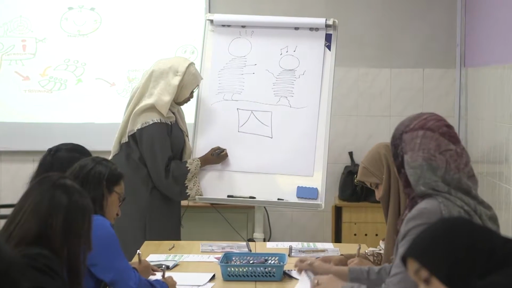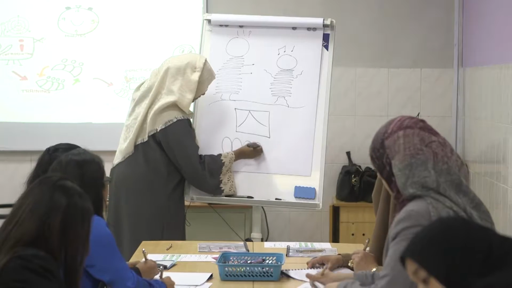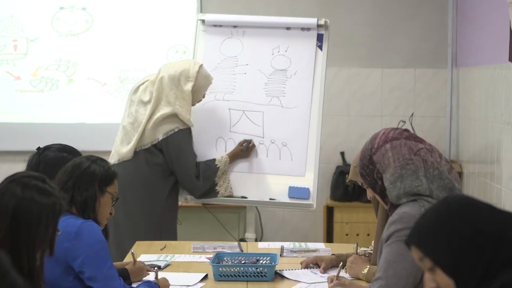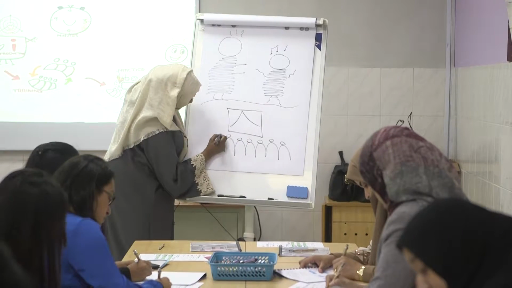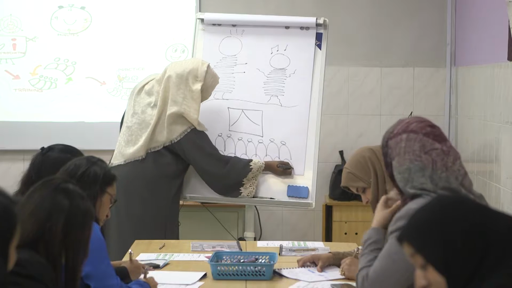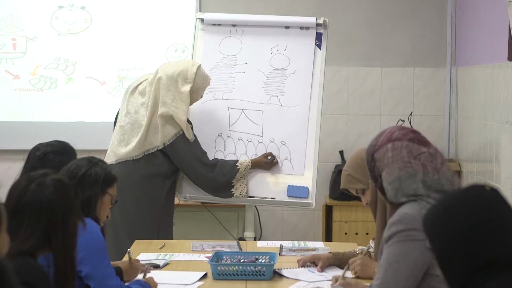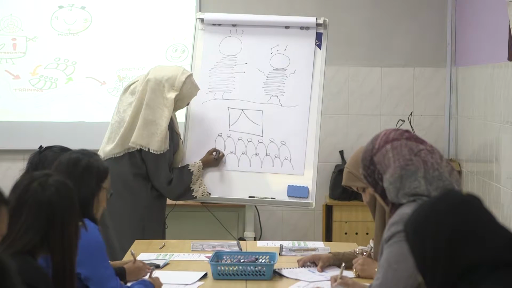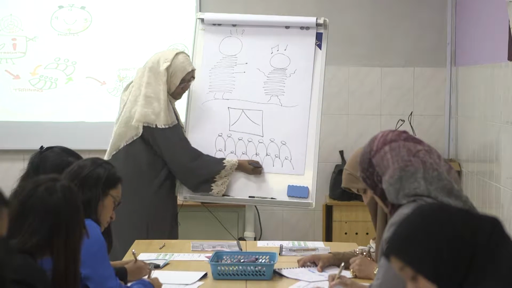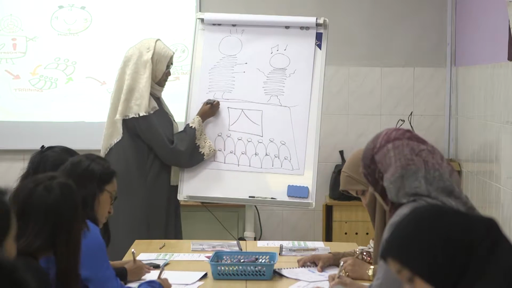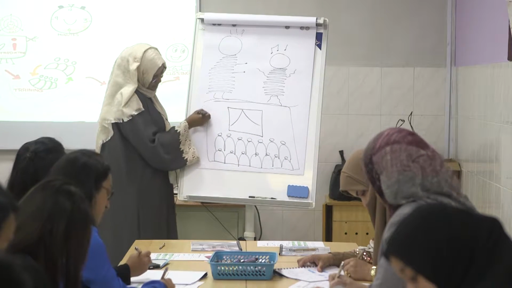Okay, this is the stage, and this is the people. This is one row, and here is another row. And don't forget to ground your drawings. I'm going to complete the drawing this time.